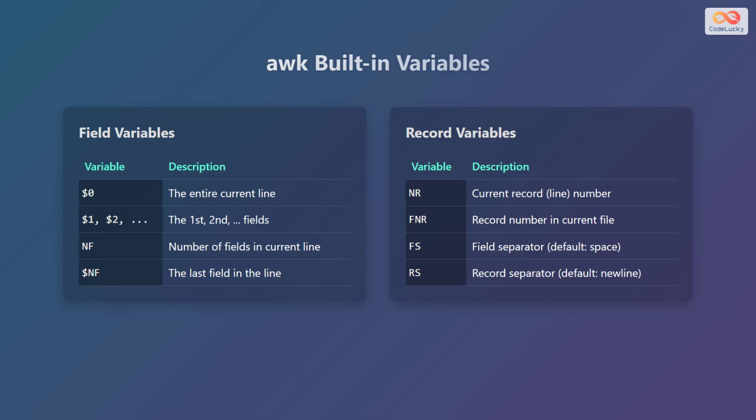The second group of variables is record variables. NR represents the current record, which is the line number. FNR represents the record number in the current file. FS represents the field separator, which defaults to a space. RS represents the record separator, which defaults to a new line.